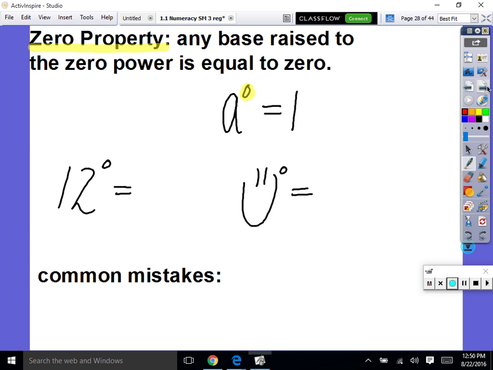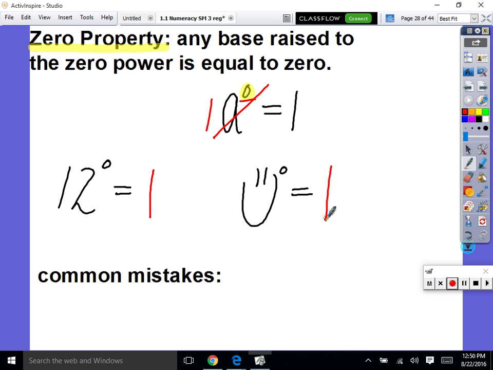The zero property. Any base raised to the 0 power is equal to 1. Now notice the whole base becomes a 1. You all see that? So what's 12 to the 0 power? What's 5 to the 0 power?